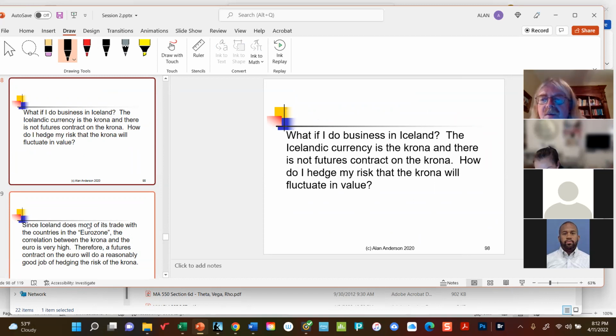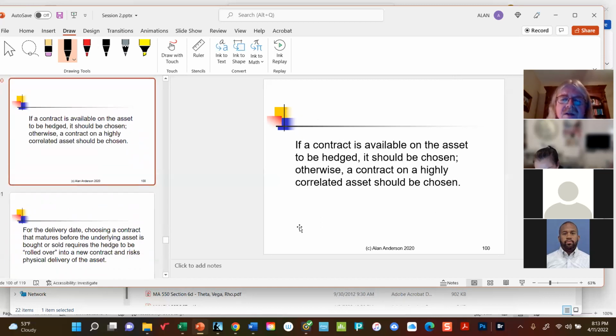And since Iceland does most of its trade with the European Union, then most likely the currency that I should use is the euro. The dollar might be okay, maybe the pound, but you're probably better off with the euro because the correlation between the euro and the Icelandic krona is probably going to be very high, given how much trade they do with each other. If the economy slumps in the eurozone, then probably the Icelandic krona will weaken and vice versa. So that would be a good choice.